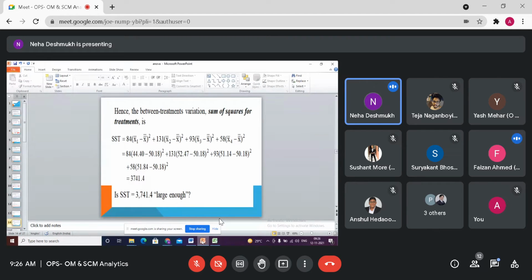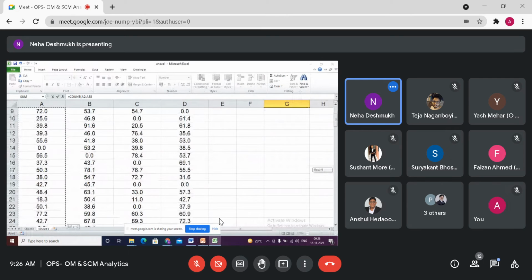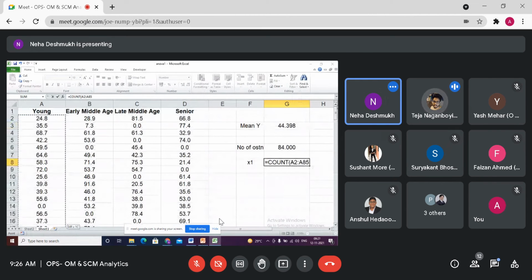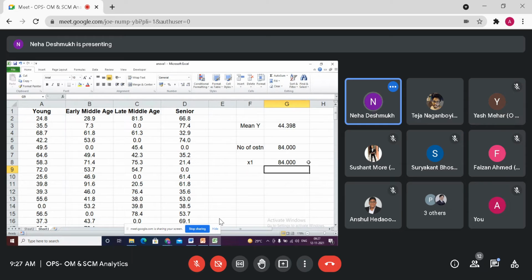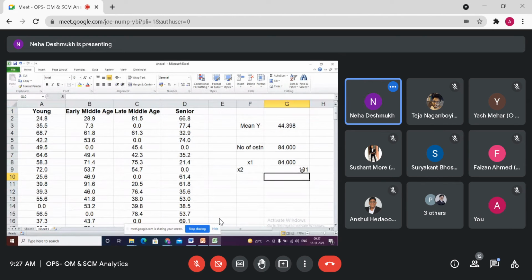84. Count, range and comma 84 as well? No, no, simple count, right? Yes, ma'am. We have to specify what we are counting, no, ma'am? No, whatever we have selected, it will count those cells. It's a general count you are saying, not conditional counting, right? Okay, ma'am. So I can apply the same for x2 also. Count, select the number of cells and enter. The value should be 131, right?